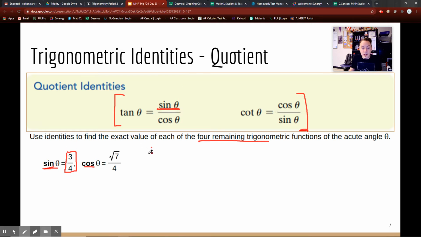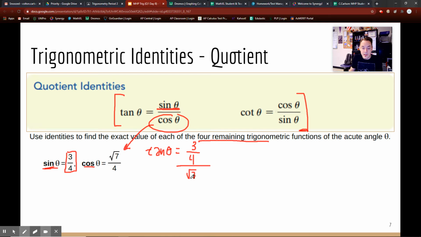So that means what I can do is find my tangent of theta and say that this is 3 all over 4 divided by, just like my formula, cosine of theta. Cosine of theta is this. So I'm literally just substituting it in. That's all I'm doing, and that's all you need to do. So substitute that in.